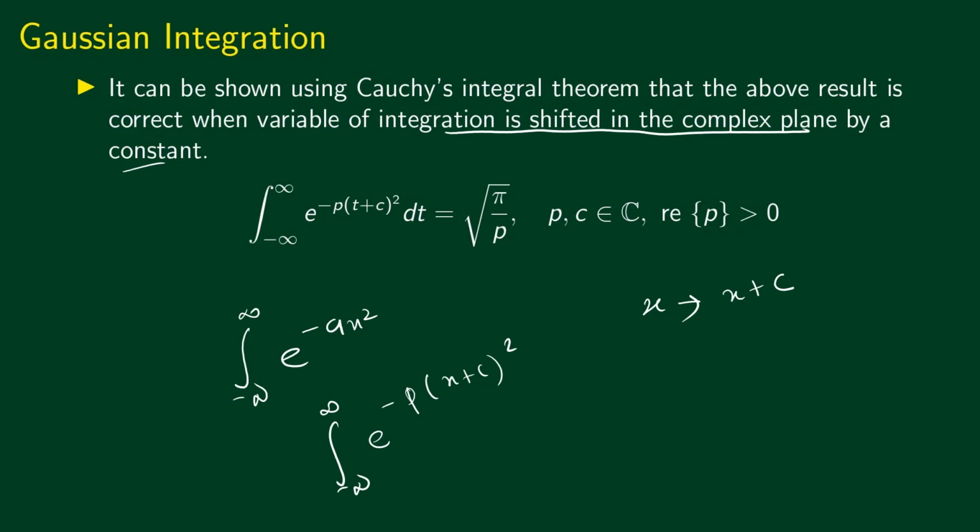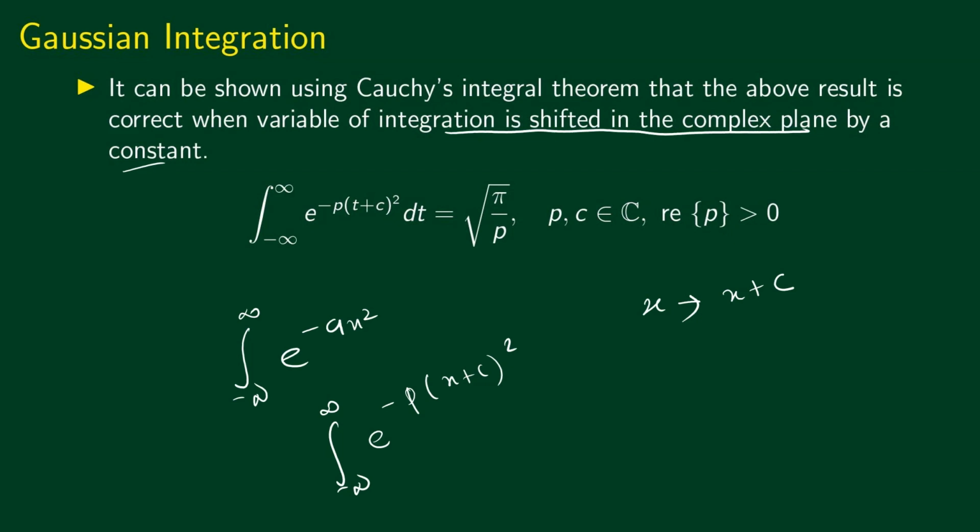Right. So that's the integral that we have here, minus infinity to infinity e raised to minus p times t plus c whole square dt. So instead of x, I have used t here, and it has been shifted in the complex plane by a constant c. And this p is also allowed to be complex, but in such a way that the real part of that is greater than 0. And in this condition also, we'll see that the same results hold. We can write this as square root of pi divided by p.